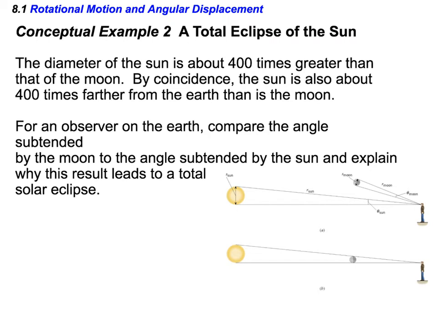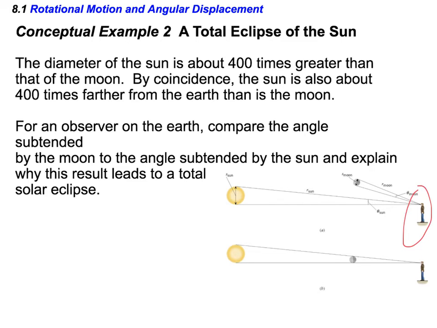We're talking about the diameter of the sun being about 400 times greater than that of the moon. And by coincidence, the sun is also about 400 times farther from the Earth than the moon. So we want to use this information to tell, for an observer on Earth, how does the angle subtended by the moon compare with the angle subtended by the sun, and explain why this result leads to a total solar eclipse.